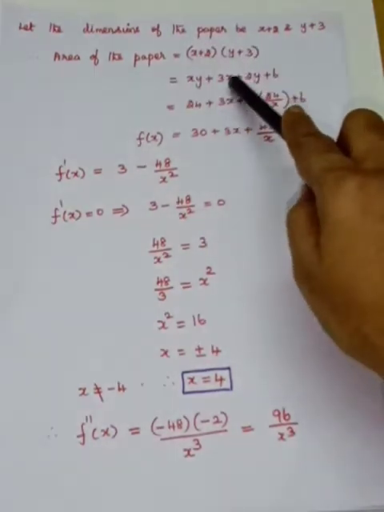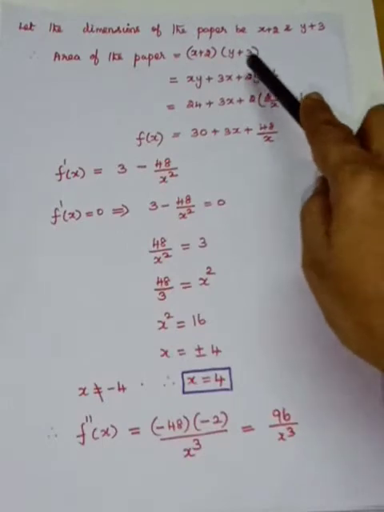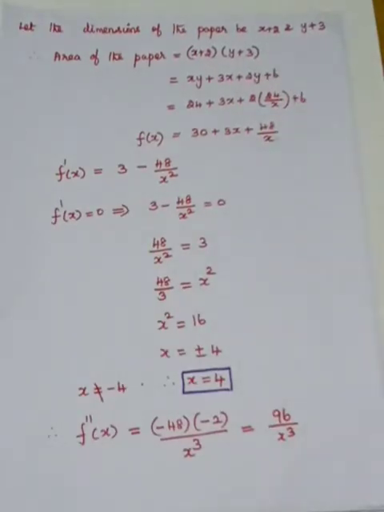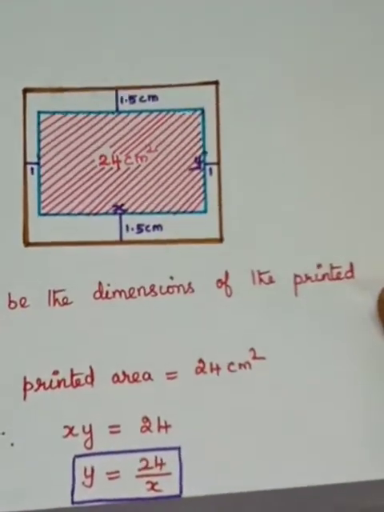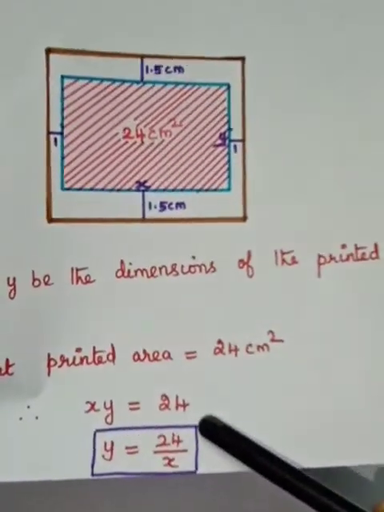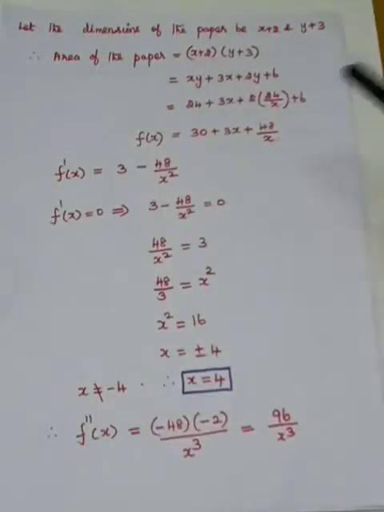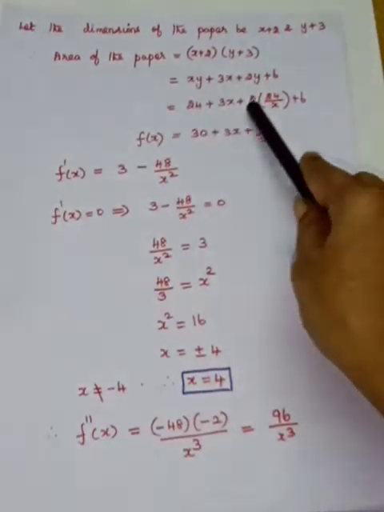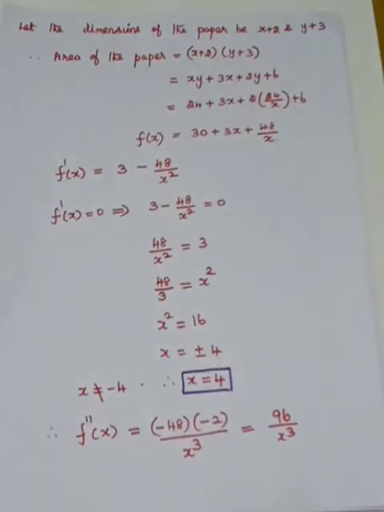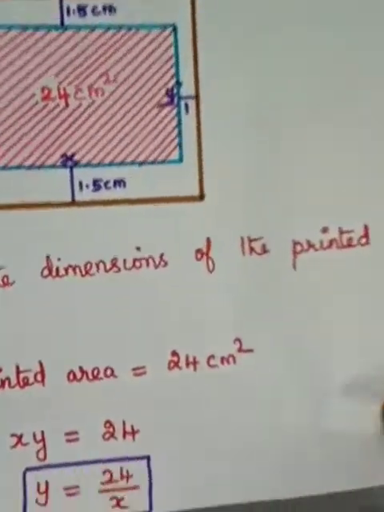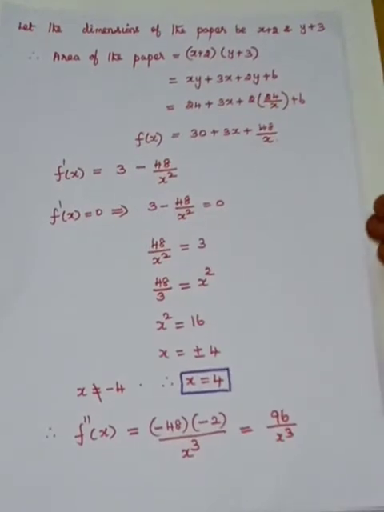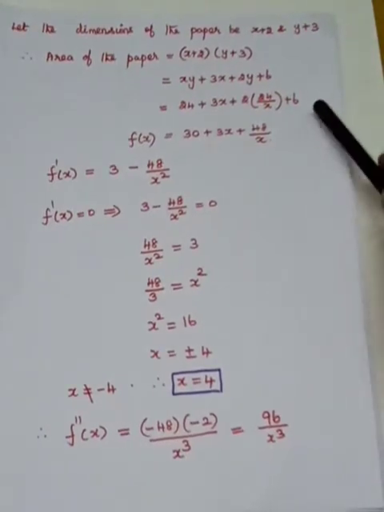x into 3 is 3x. 2 into y is 2y. 2 3s are 6, so it is given already. What is xy? xy is equal to 24. So in the place of xy you have to substitute 24, plus 3x, plus 2 into, what is your y? y we have found as 24 by x. So in the place of y I have substituted 24 by x plus 6.